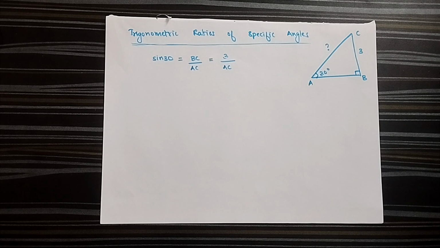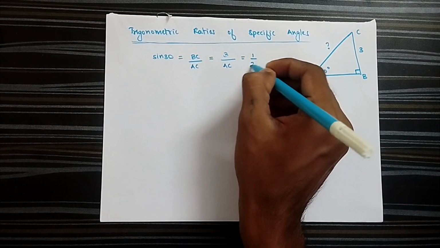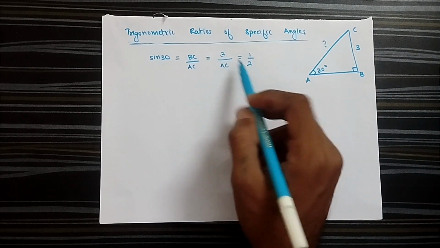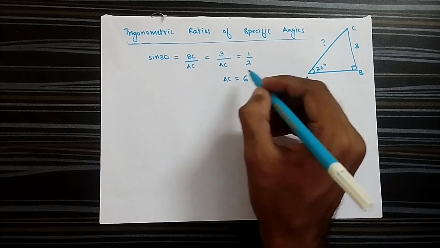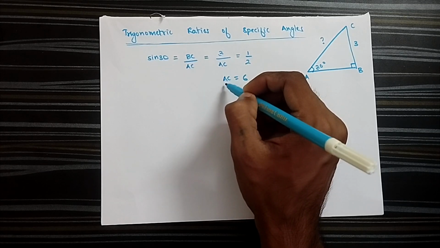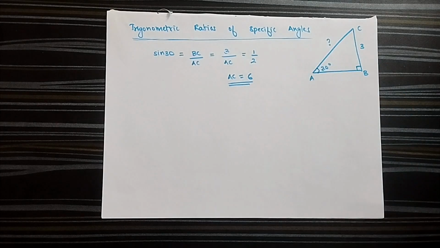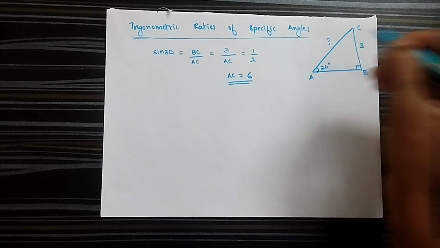Now if we happen to memorize the trigonometric ratio of 30, we would note sine 30 is 1 by 2. Then we can find AC, right? We just have to cross multiply. So AC would equal 6, because if we multiply 3 into 2 and bring this 1 into AC, 1 into AC is AC, equal to 2 into 3, 6. So AC would be equal to 6. So that's how we find this unknown side using trigonometry.